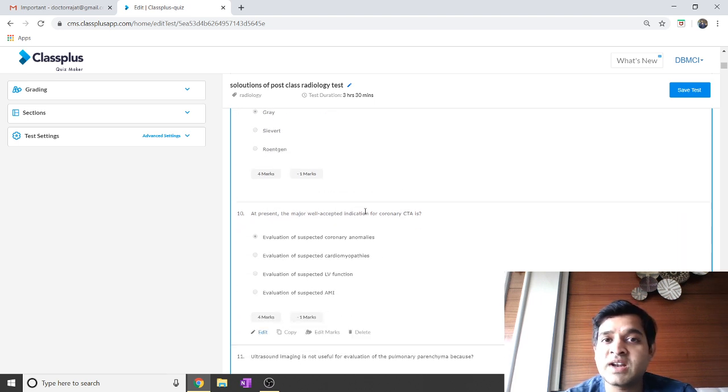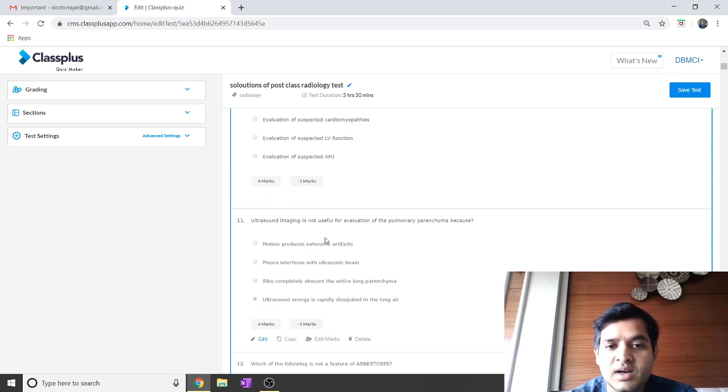Right now, the major well-accepted indication of coronary CT angiography, because of being anatomical imaging, is the evaluation of suspected coronary anomalies. Ultrasound imaging is not useful for evaluation of pulmonary parenchyma because ultrasound energy is rapidly dissipated in lung air.